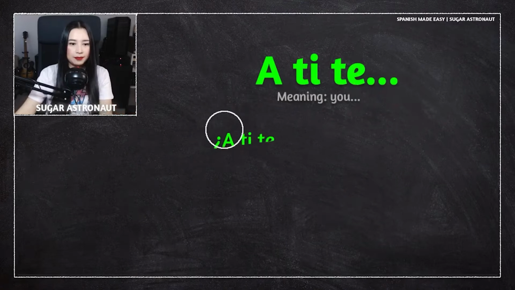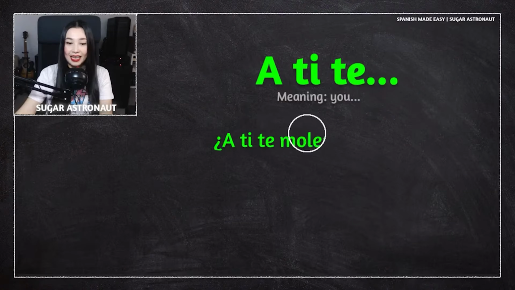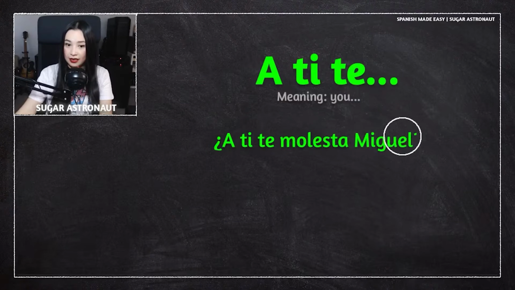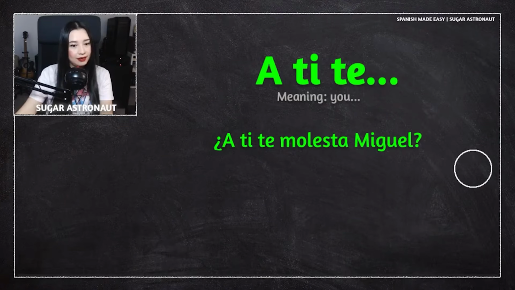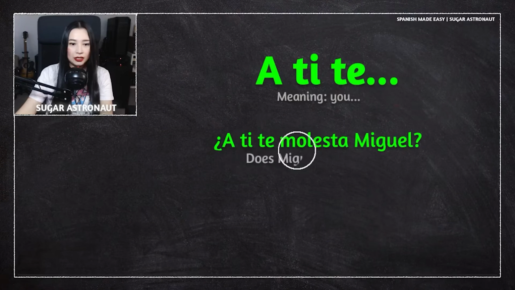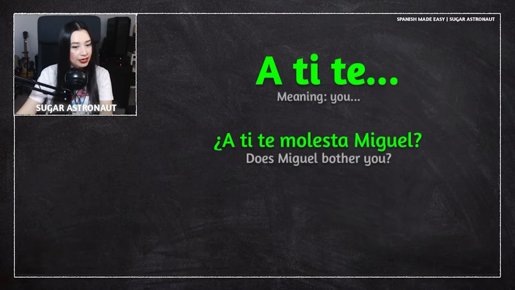For example, a ti te molesta Miguel. A ti te molesta Miguel. Okay. This means, does Miguel bother you, or is Miguel bothering you? Okay. A ti te molesta Miguel. So yeah, that is a question now. That is a question. It's getting interesting for sure.